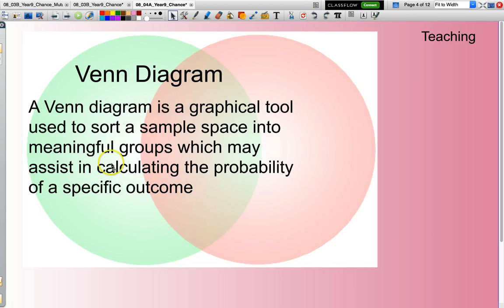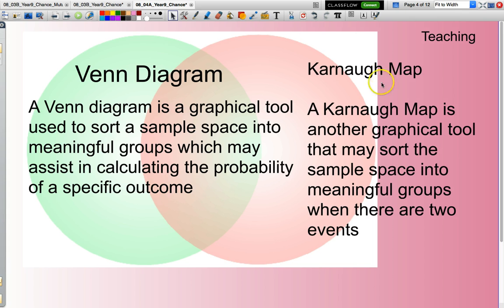Up on the left here is a description of what a Venn diagram is. Over here I have a description of the Karnaugh map. A Karnaugh map is another graphical tool that may sort the sample space into meaningful groups when there are two events. Very similar to the description of a Venn diagram.